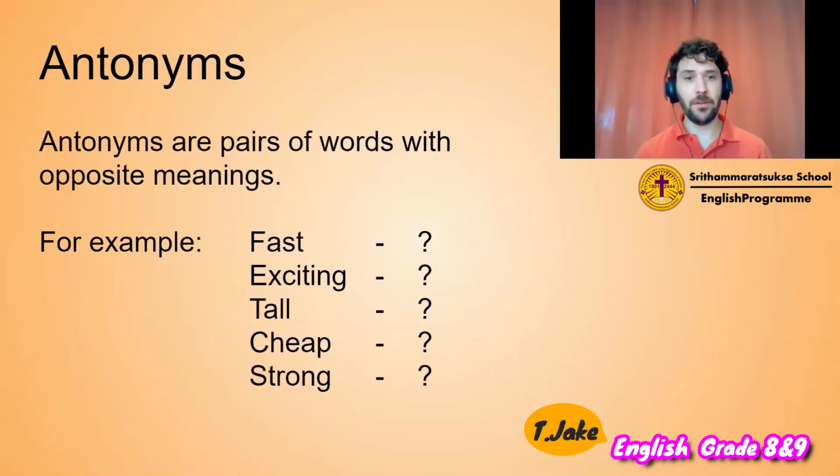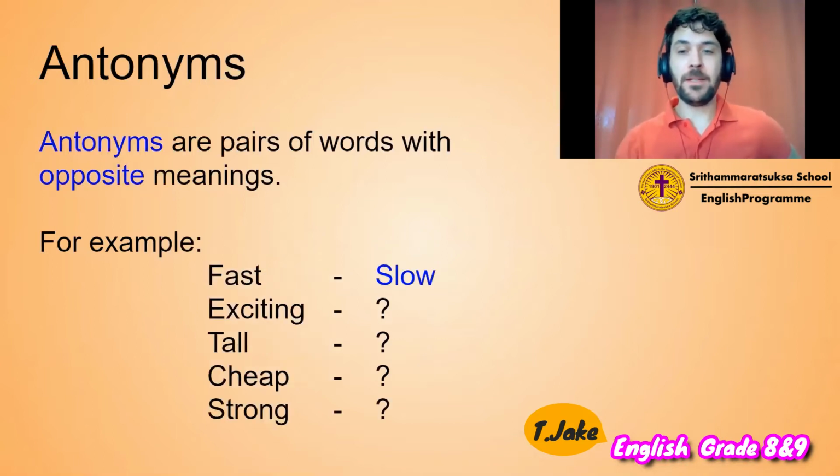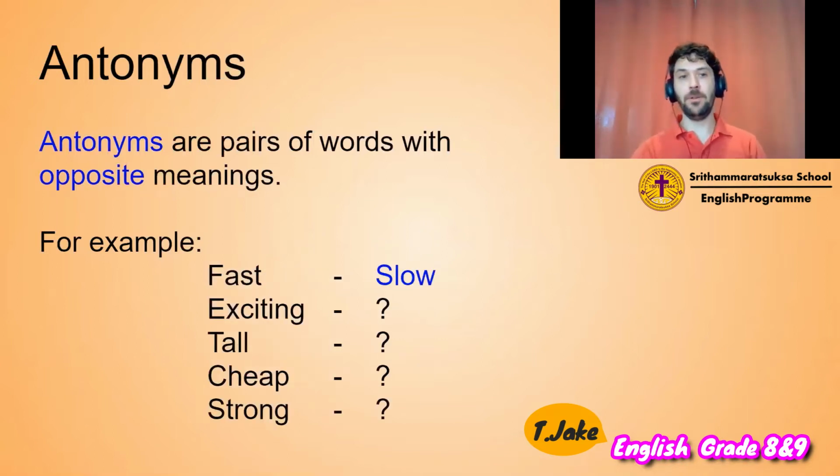For example, I've got a few here. We've got fast, exciting, tall, cheap, and strong. So these are pretty easy. You should be able to work these out. Fast, what is the opposite of fast? Fast is slow. The opposite is slow.